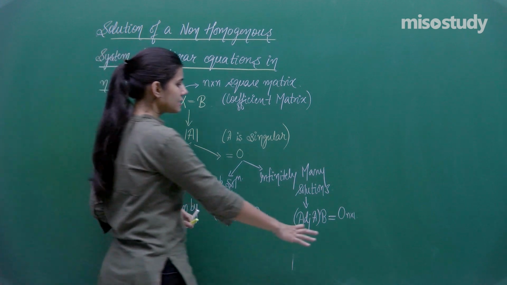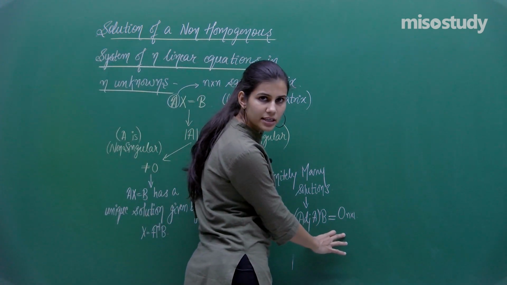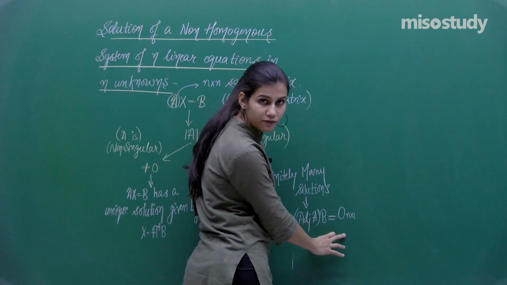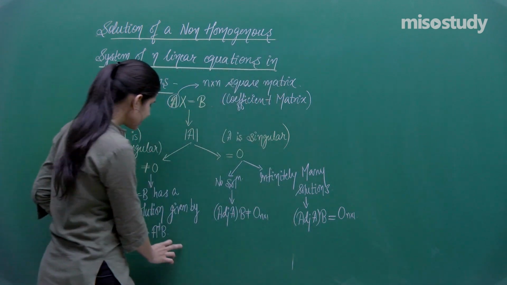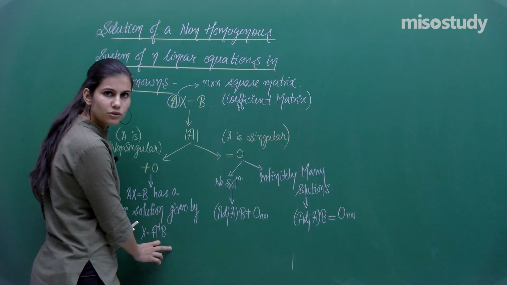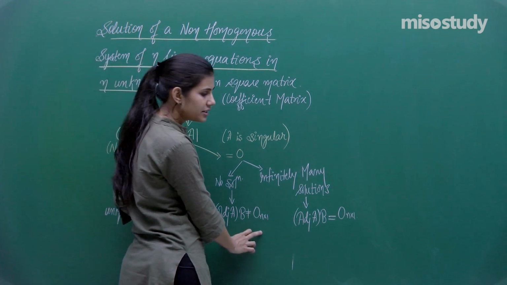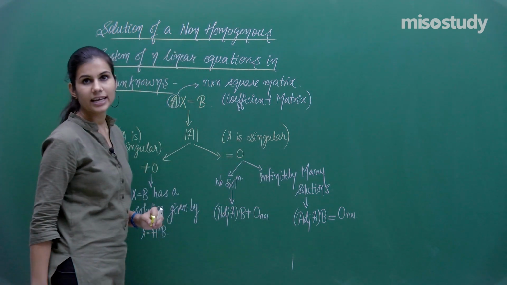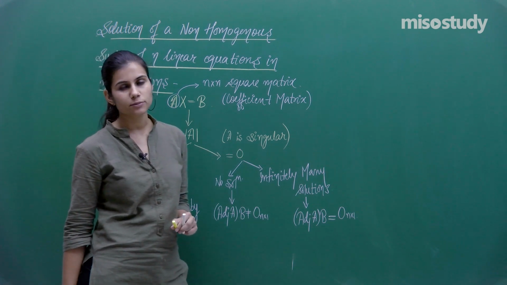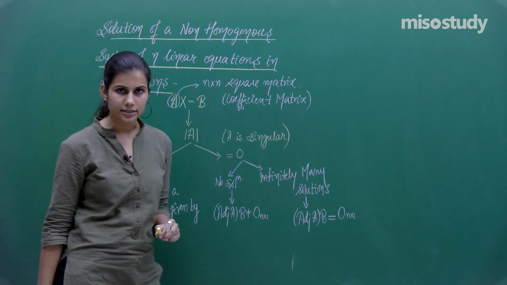Clear? This is consistent because it has not just at least one solution, but actually it has infinitely many solutions. Here it is consistent because it has exactly one solution, and this is inconsistent because it has absolutely no solution, and I need at least one solution for the system to be able to call it a consistent system.